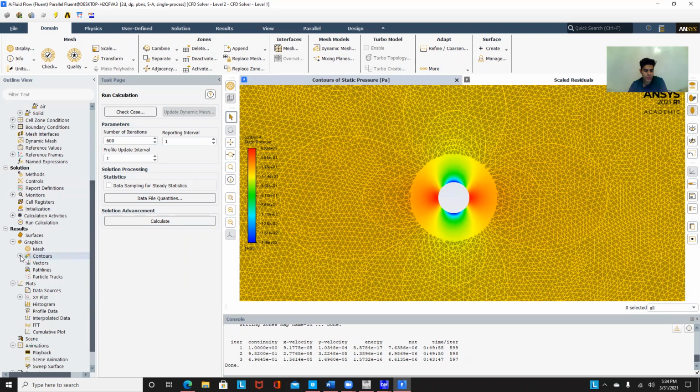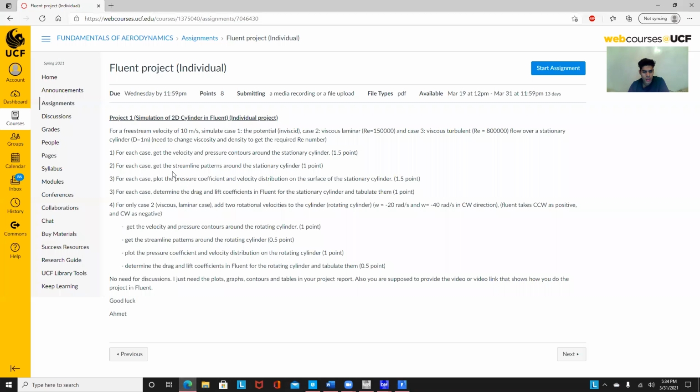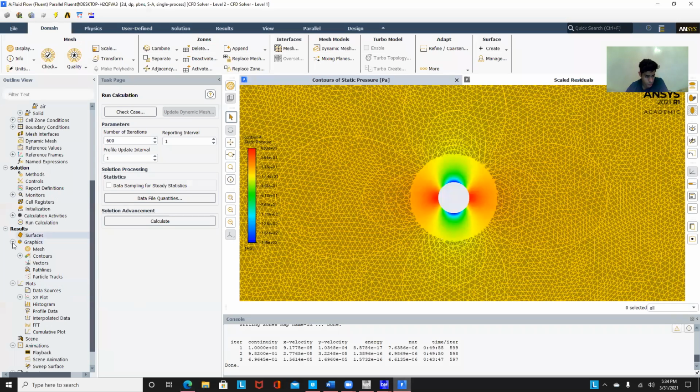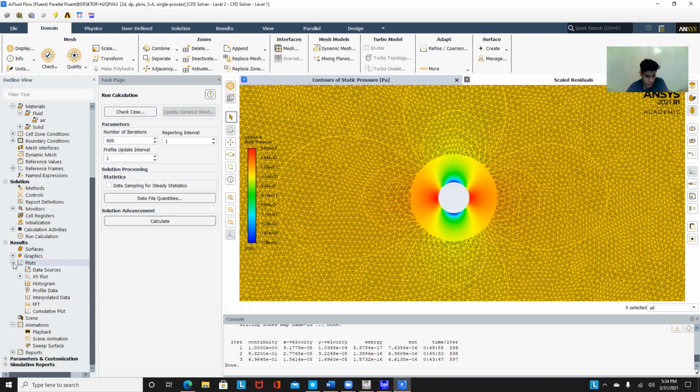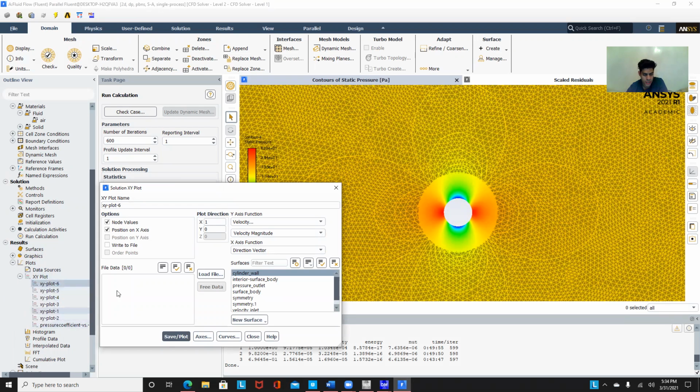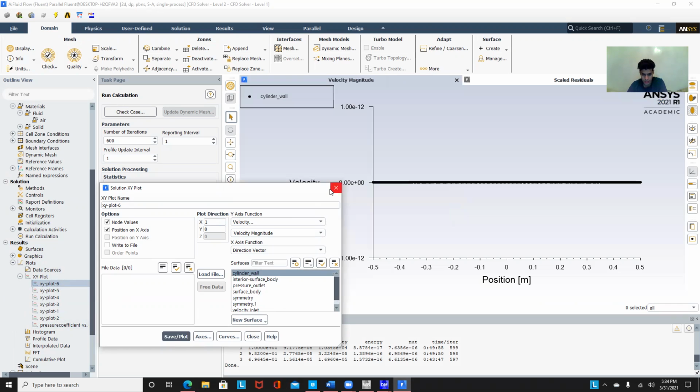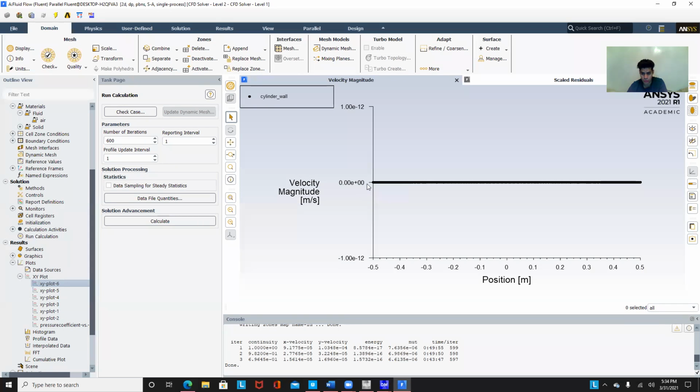What else we got here? I'm not going to be showing my streamline until I do the results, but let me show you the pressure and the velocity plots. So for that, we go to plots, XY plots. I already have like 6 of them over here, saved. So we're gonna go to the velocity plot, and I'm not doing all of these, I'm just doing the cylinder wall. So save plot, and you can see that the velocity magnitude should be 0.